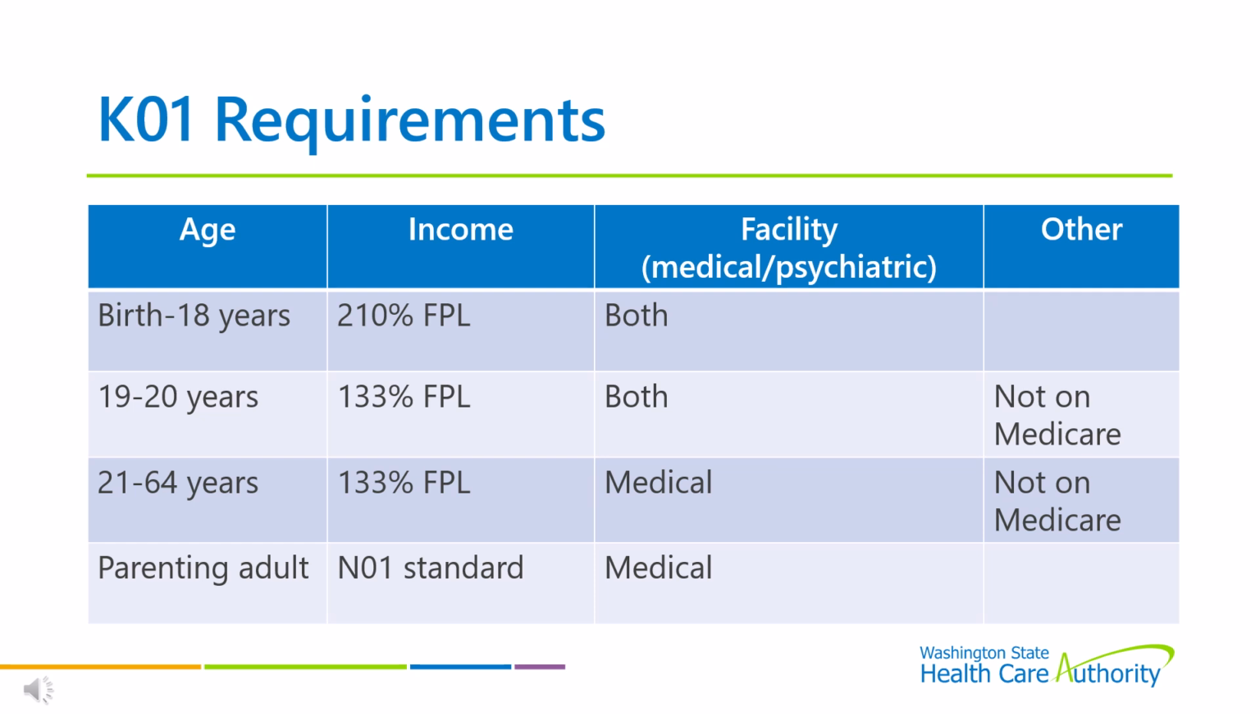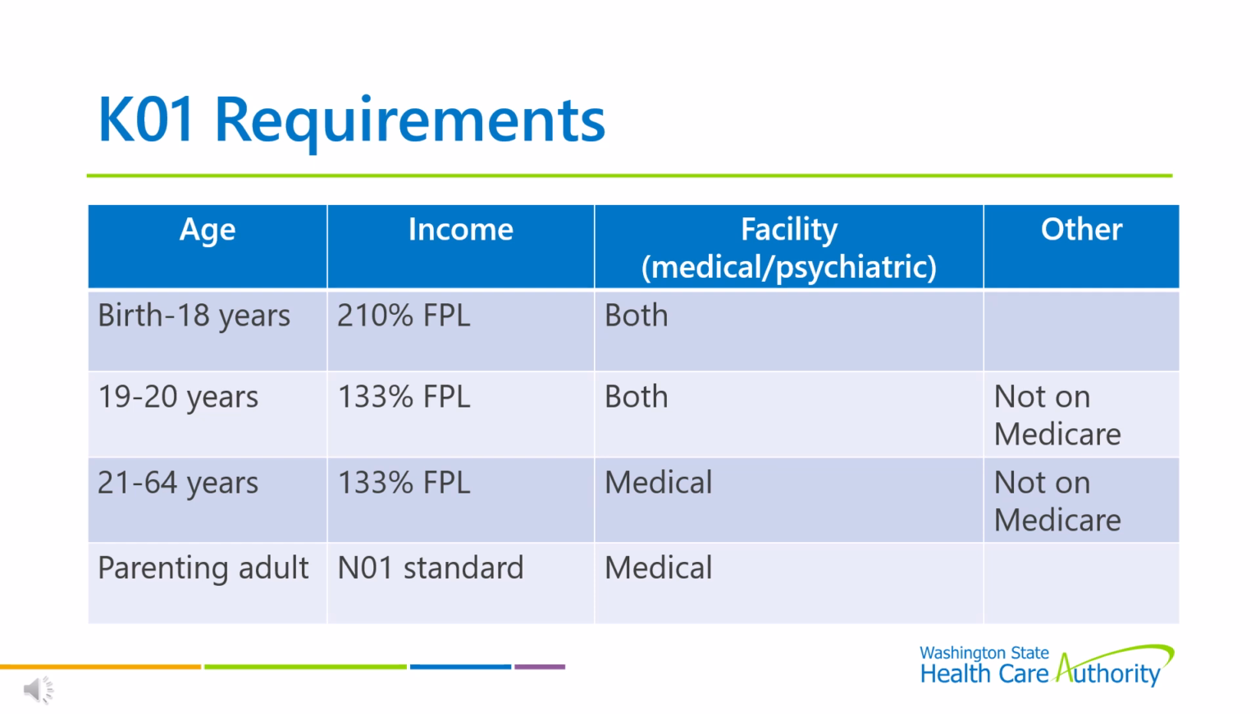From birth to age 18, the income requirement for K01 is equal to or lesser than 210% of the federal poverty level. The facility requirement for this age group can be either a medical or psychiatric facility. From age 19 through 20, the income requirement is equal to or lesser than 133% of the federal poverty level. The facility requirement for this age group can be either medical or psychiatric facility. Another requirement is the individual cannot be on Medicare.